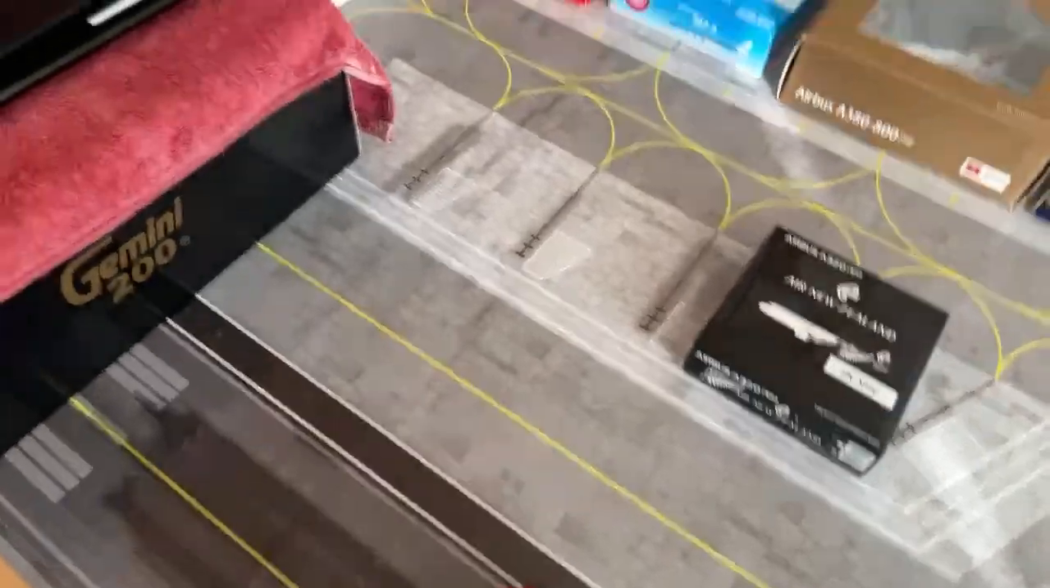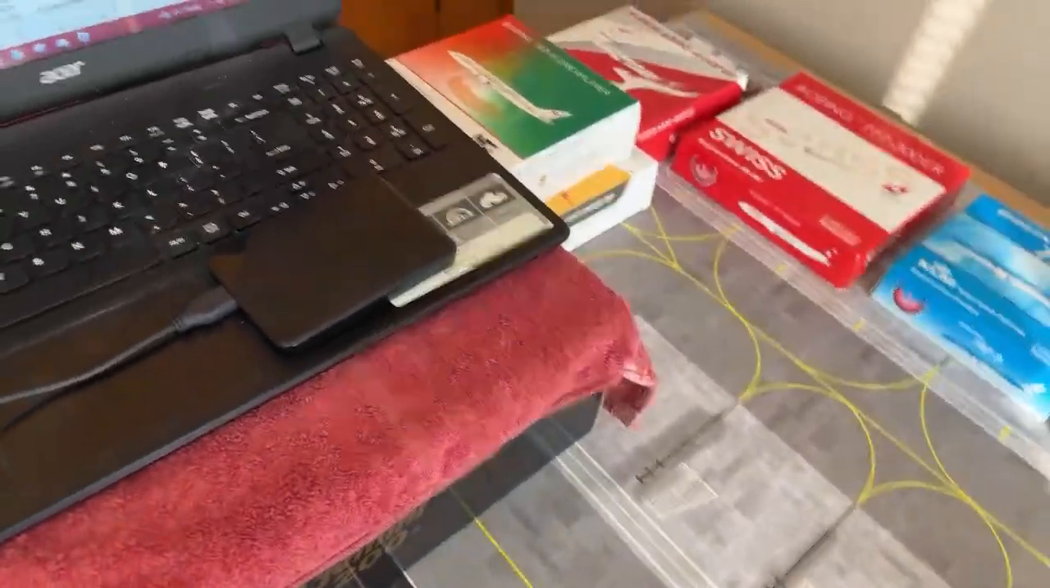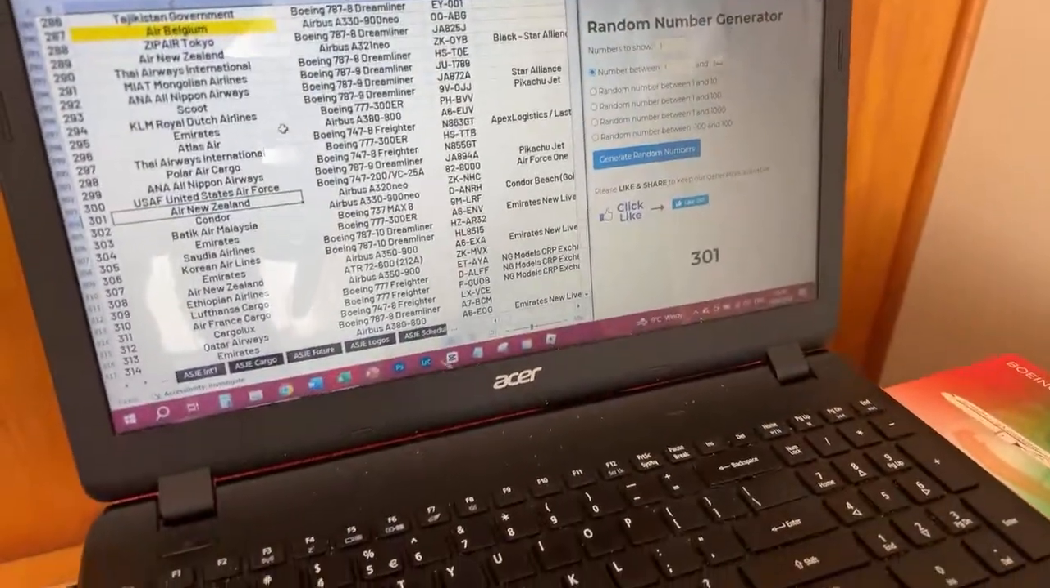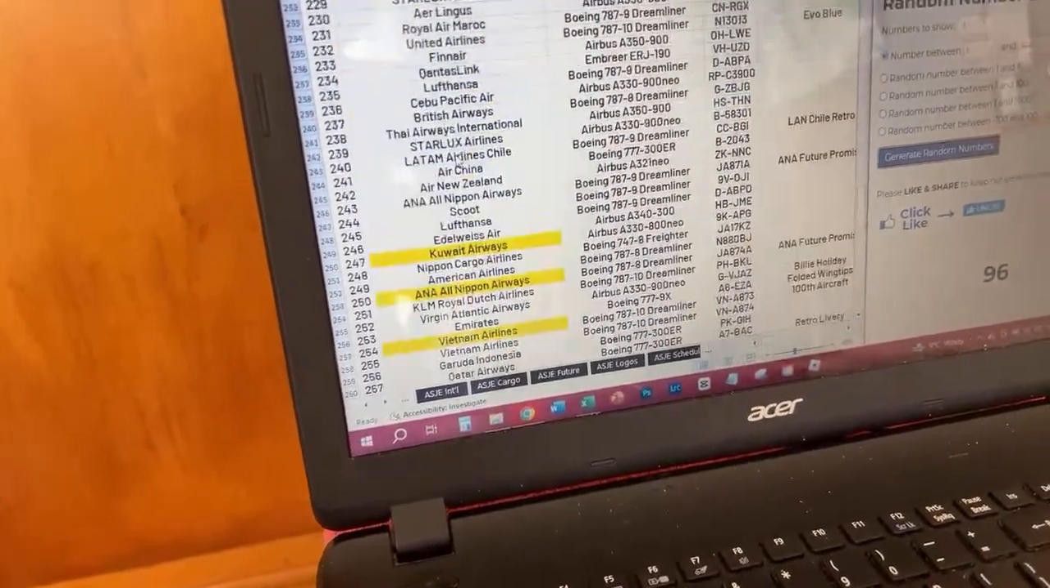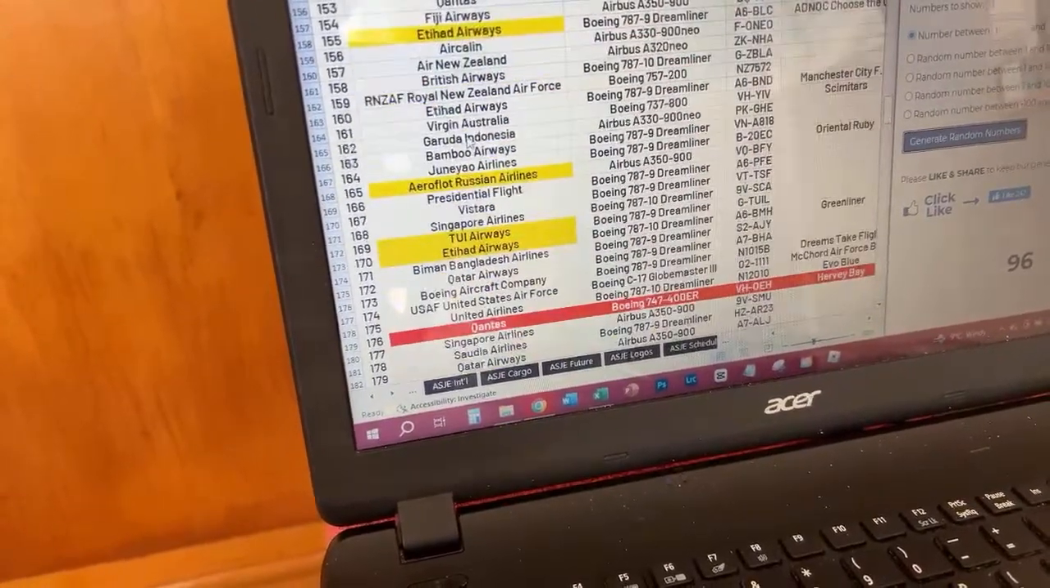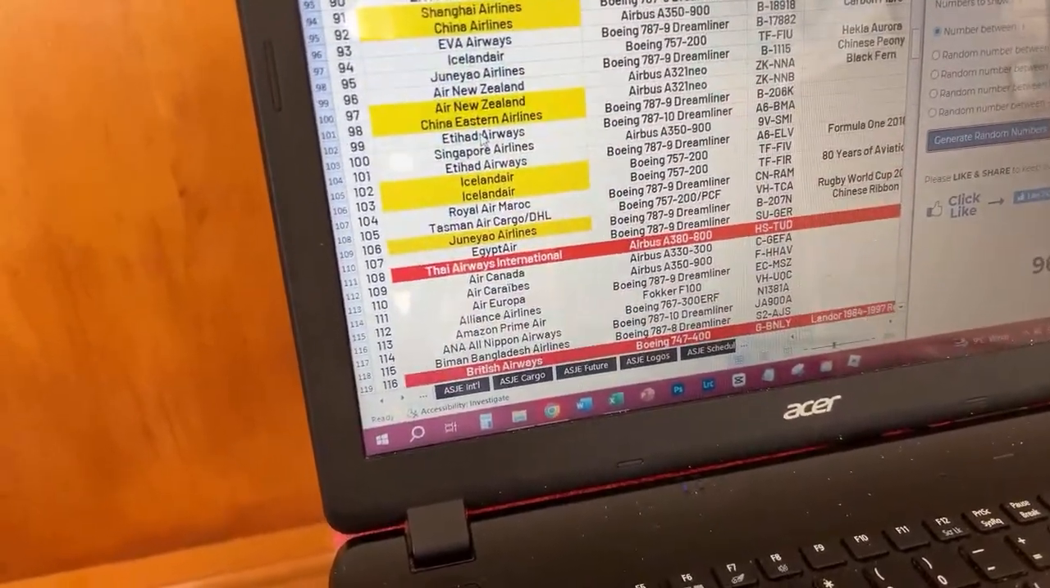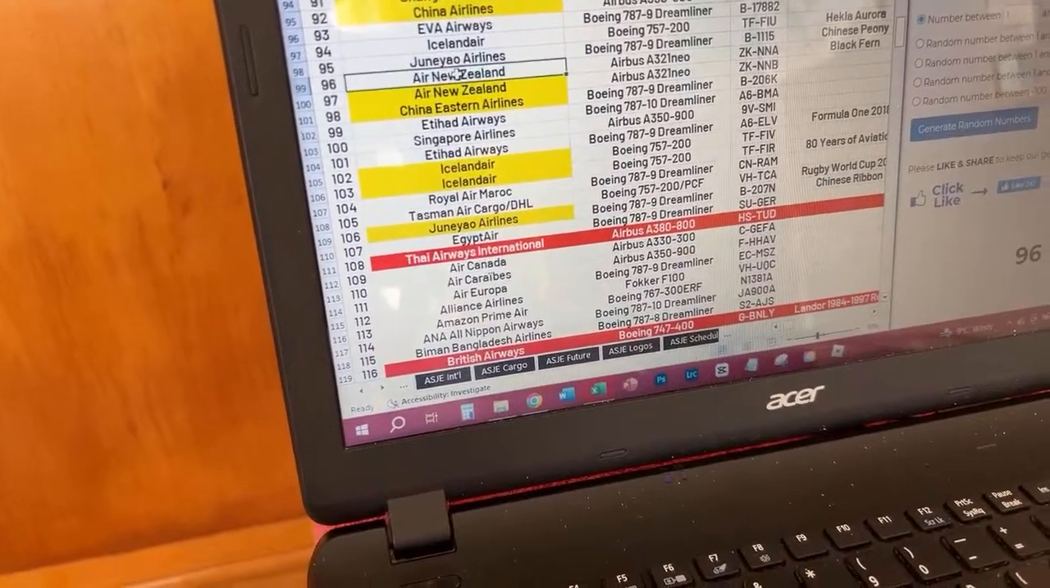Hopefully, yeah, as I mentioned, the Max 8s. I would like to have some more Max 8s released, especially for the Oceanic region. Let's have a look at the next one, 96. What is 96 going to be? A narrow body, very nice.